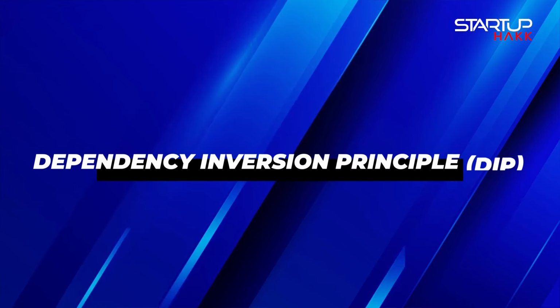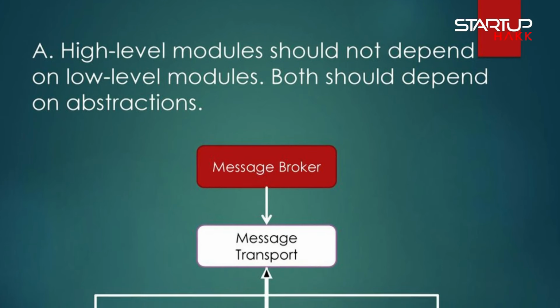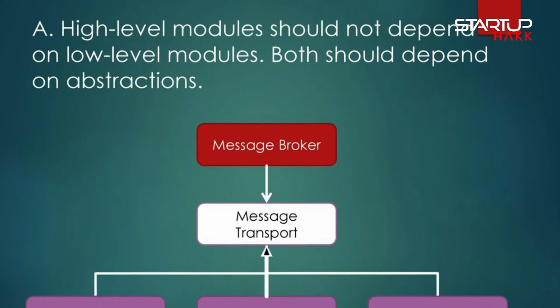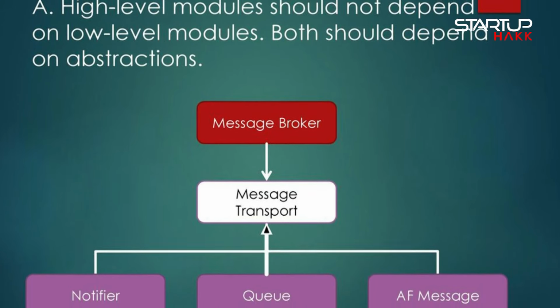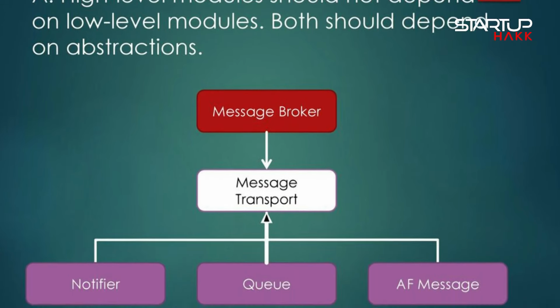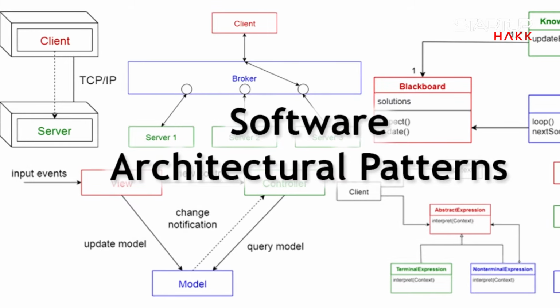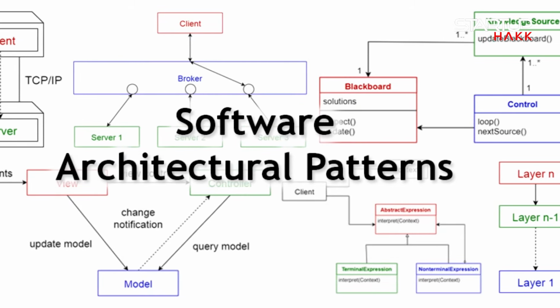Number 5, dependency inversion principle, or DIP. The dependency inversion principle states that high-level modules should not depend on low-level modules, but should depend on abstractions. This principle aims to decouple software modules, making them more interchangeable and easier to manage. By following DIP, you create a more flexible and resilient architecture. It encourages the use of interfaces or abstract classes to invert dependencies, promoting loose coupling between components.